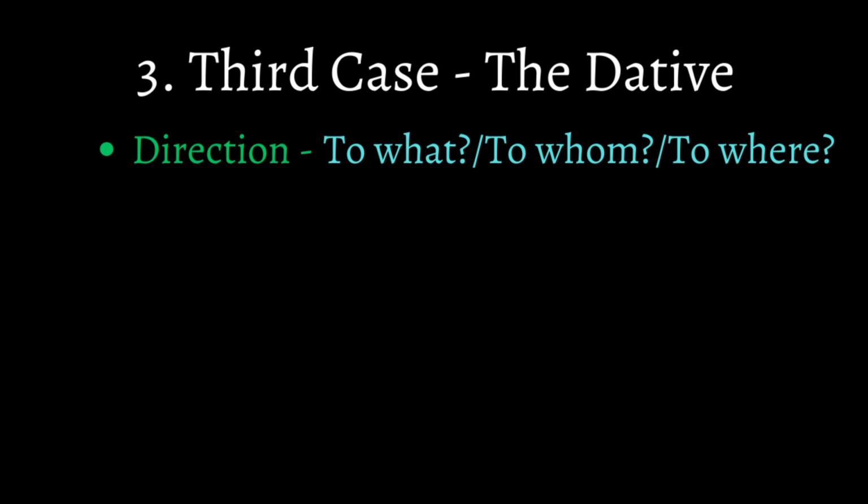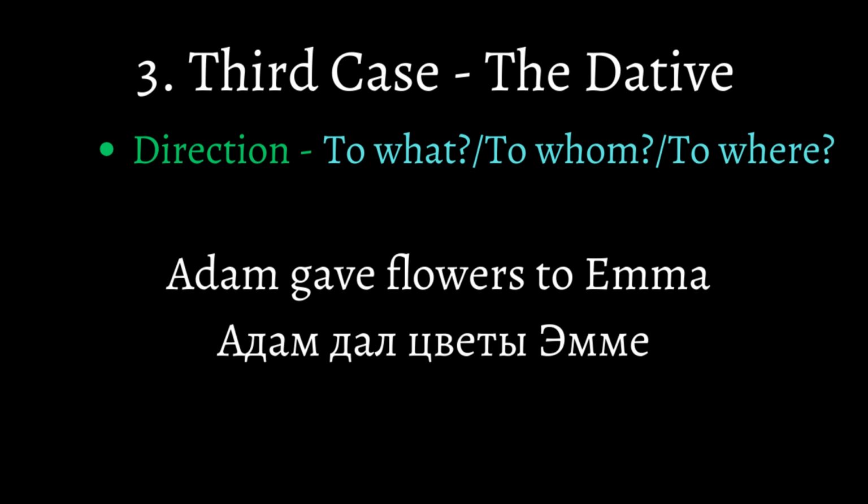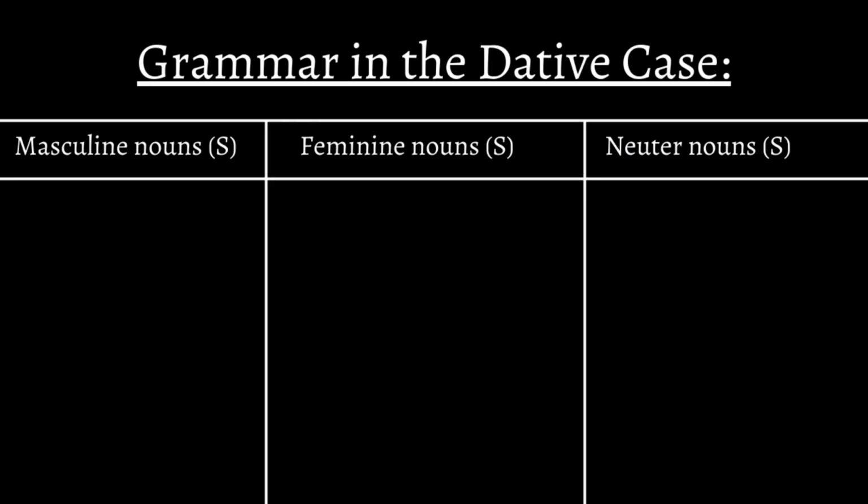In this video, I'll only focus on the element of direction, which can visually be seen in a phrase like Adam gave flowers to Emma, with Emma being the indirect object that I explained previously. Not all examples in this video will be like that because they involve new concepts, but I'm just giving a general idea of the dative. To understand how to modify nouns in the dative, we have to know the gender of the noun we're working with. This concept should be known by now because I covered it in the previous videos.